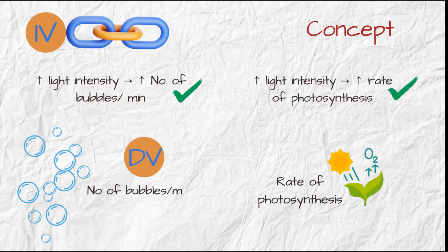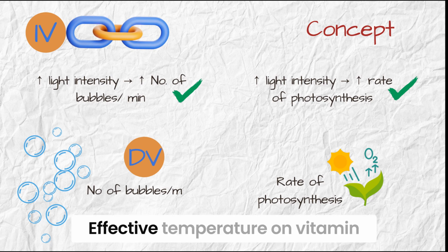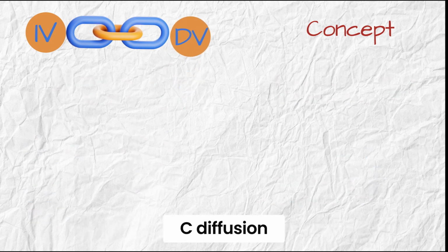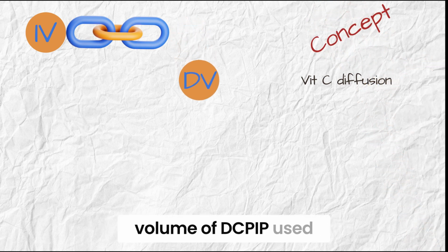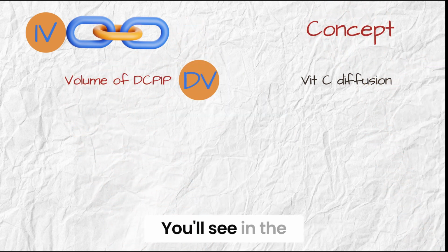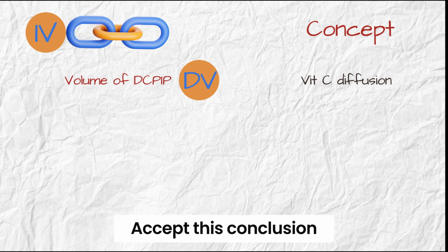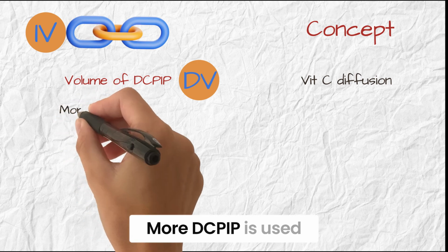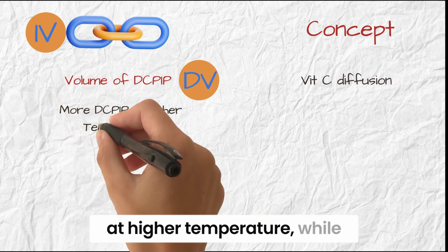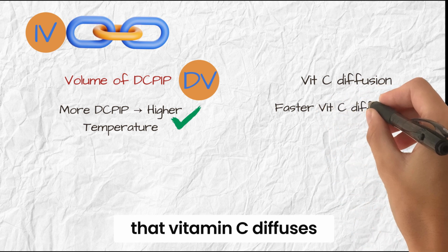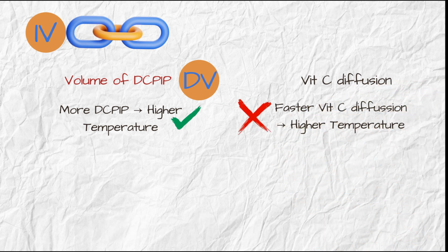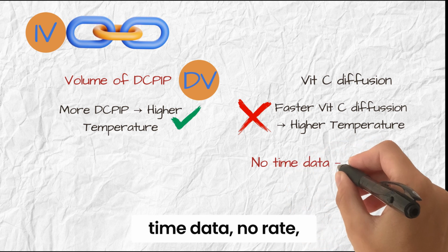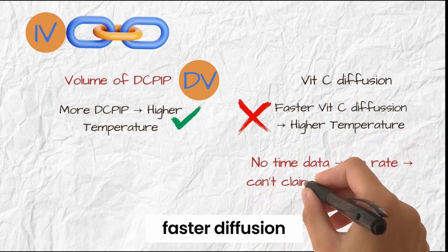But now let's flip it. Effect of temperature on vitamin C diffusion. The concept here is vitamin C diffusion. The dependent variable is volume of DCPIP used. You'll see in the mark scheme, accept this conclusion, more DCPIP is used at higher temperature, while that vitamin C diffuses faster at higher temperature is not mentioned. Why? Because there is no time data, no rate, and you can't claim faster diffusion.